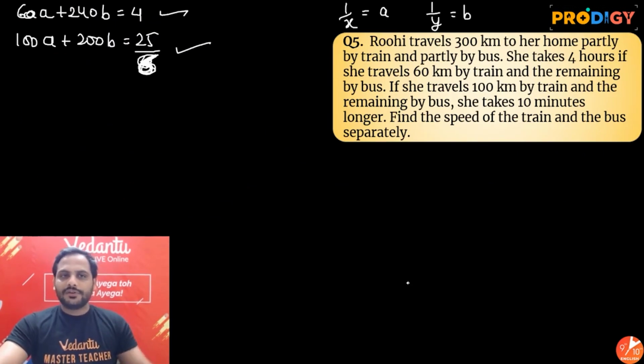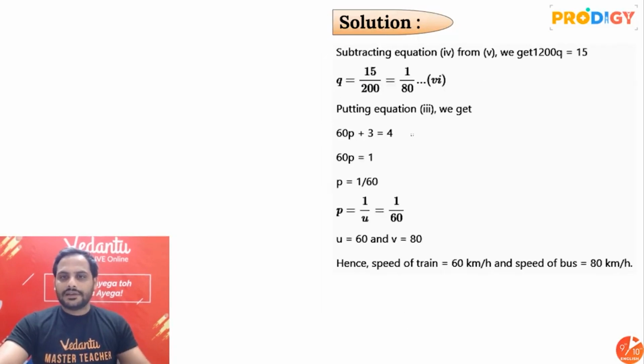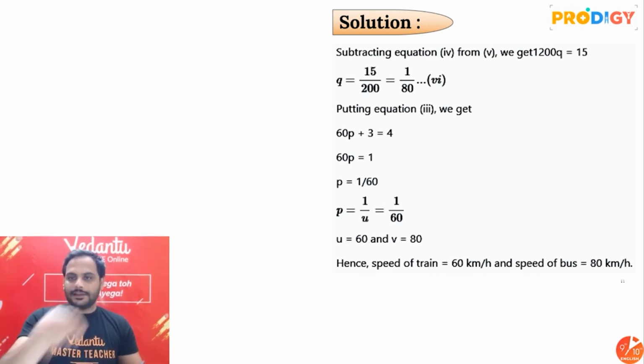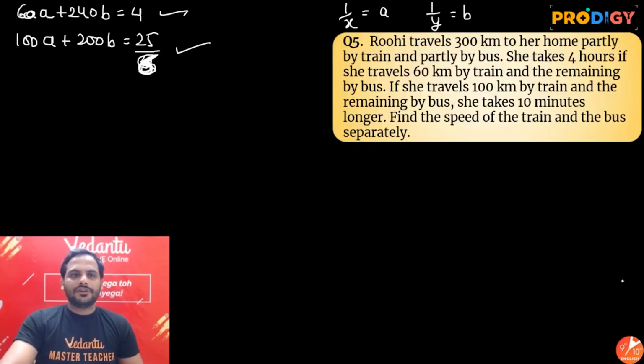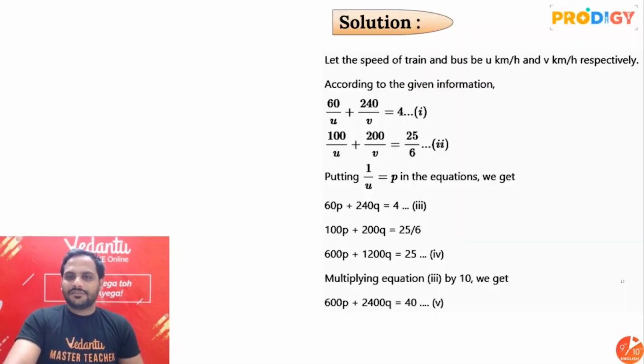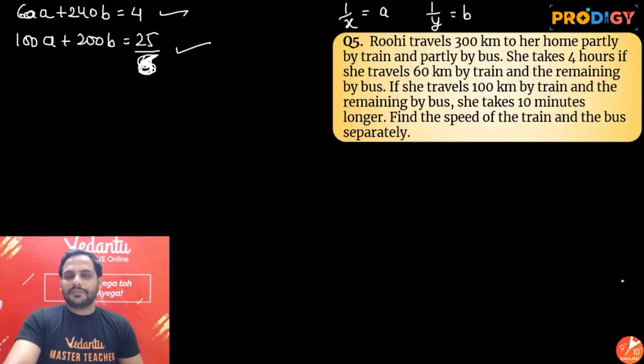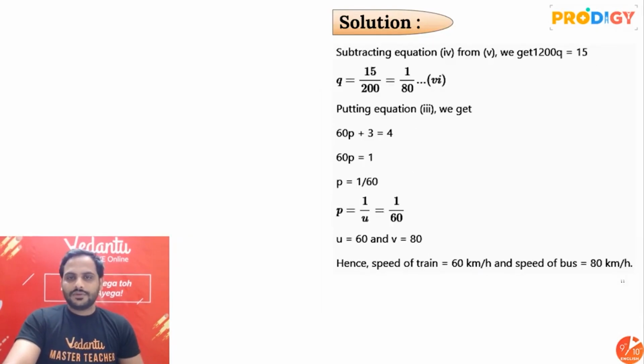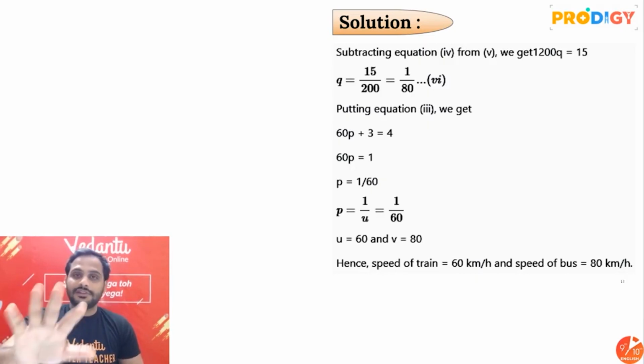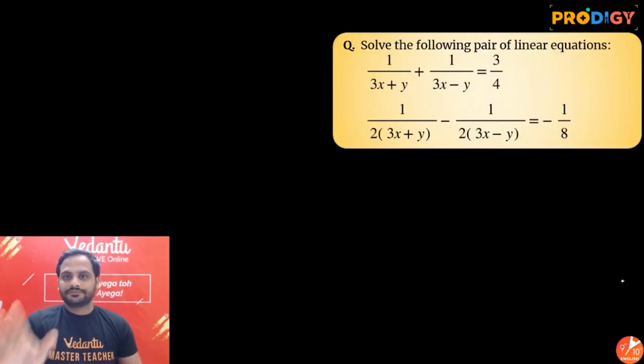Solve both the equations. When you solve it, you will get the values 1 by 60, 1 by 80. So speed of the train you'll get is 60 km per hour. Speed of bus will be 80 kilometers per hour. Try to solve both the equations. I think after that it is very easy. We'll get the value of a as 1 by 60, so 1 by x is 1 by 60, x is equal to 60 and so on. So I think you can solve it, although the solution is given in the PDF. Solution will be available in the PDF as well.